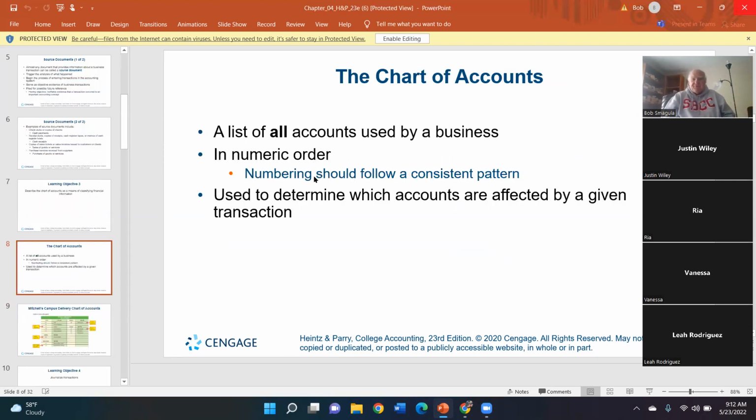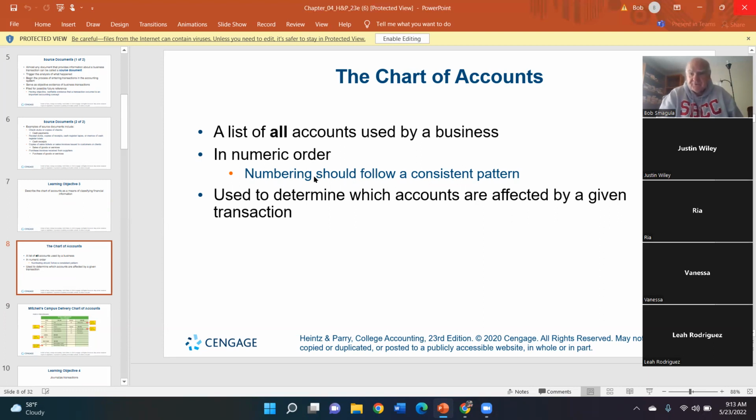The chart of accounts, that's your list of all the accounts used by a business. Think of these as a folder. You're going to have a folder for cash, and that folder takes the form of the T account. You've got a folder for accounts receivable, inventory, accounts payable, all your various expenses. That's the chart of accounts.